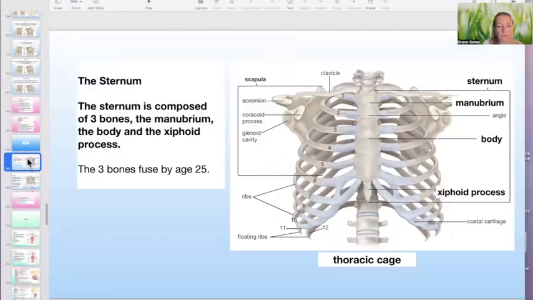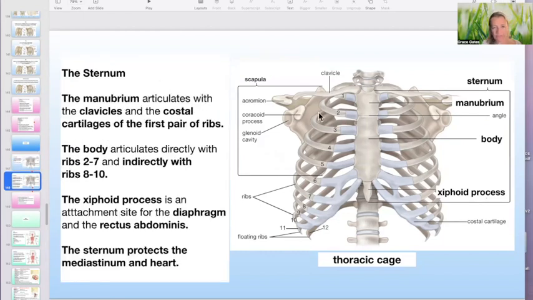The sternum. The sternum is composed of 3 bones, the manubrium, the body, and the xiphoid process. The 3 bones fuse by age 25. And if we look at our picture and we imagine that we're wearing a tie, the manubrium is the knot, and the body and the xiphoid process are the dangling bit of the tie below.